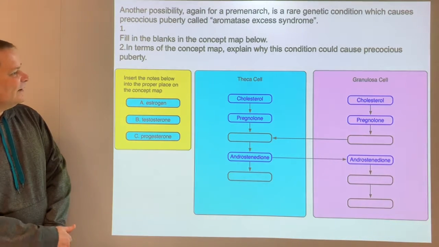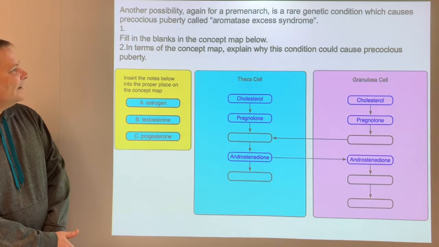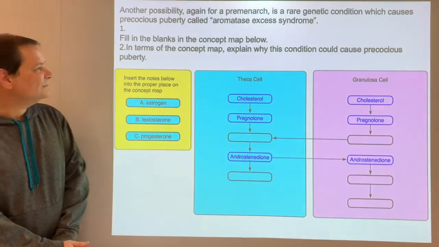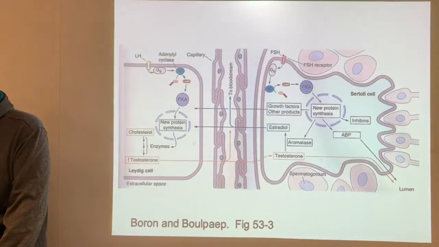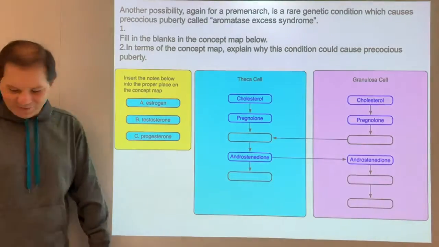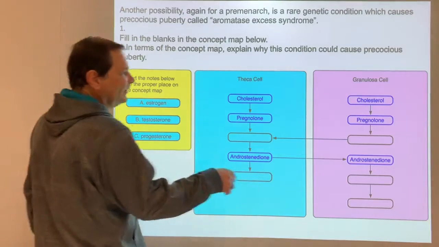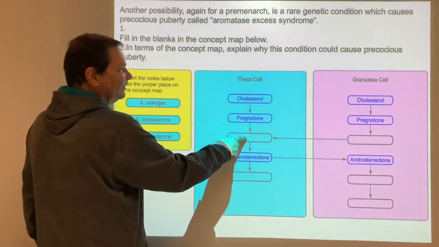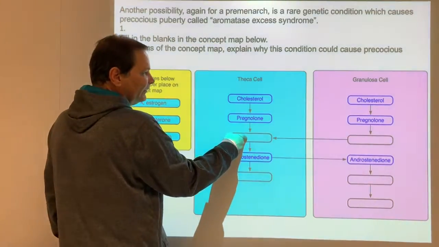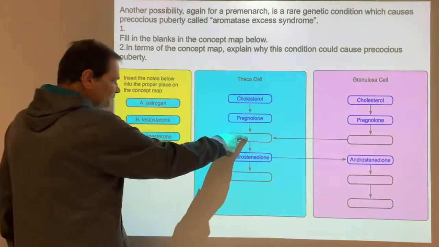First, fill in the blanks in the concept map. Second of all, explain why this condition could cause precocious puberty. So I guess I don't have the answer here, but what you have here is you have progesterone here and here being produced in response to LH.